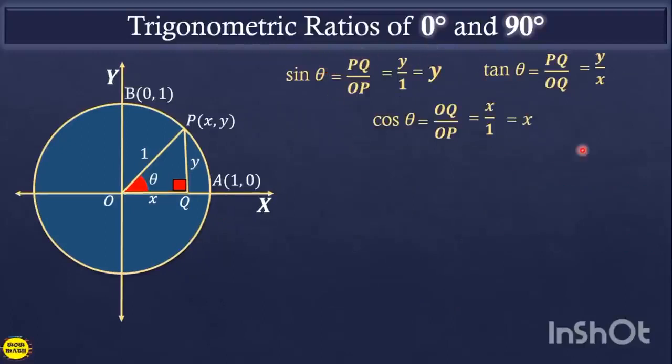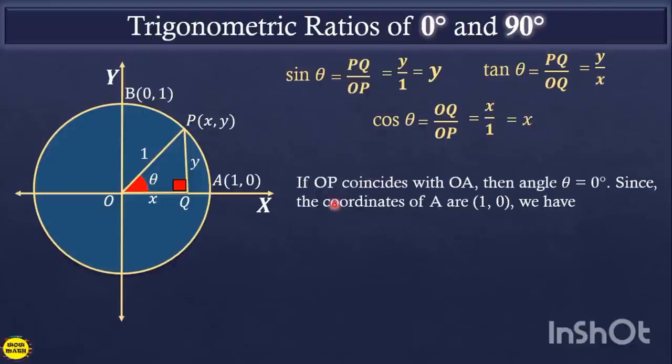So, let's find the trigonometric ratios of 0 degree. So, ito po yung nakuha natin kanina para makuha daw po ang sine theta. Kukunin po natin yung y-coordinate. Para makuha ang cosine theta, kunin natin yung x-coordinate. At para makuha yung tangent theta, we just have to get the ratio of y over x. Ayun po. So, kunin natin ngayon, if OP coincides with OA.